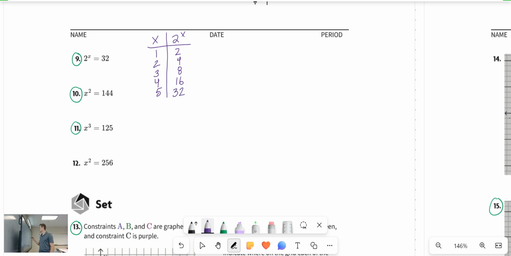So what x do we need in order to reach 32? If 2 to the x needs to be 32, then x must be 5. So in this one, x equals 5.